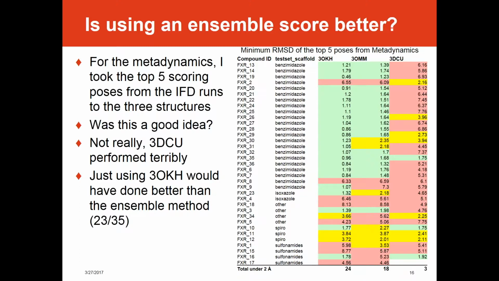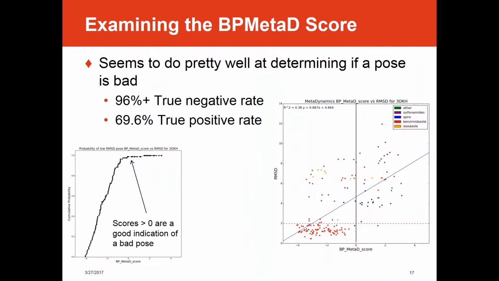So here I'm just briefly showing that for my metadynamics method, I docked using the IFD to each of those 3 reference receptors, and then took the top 5 across those, which afterwards I can see I shouldn't have done, because using one of these, this 3DCU, only produced 3 good poses for 3 of the compounds. So this ensemble method, in this case, didn't seem to be a good idea.